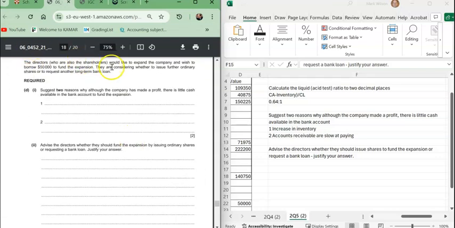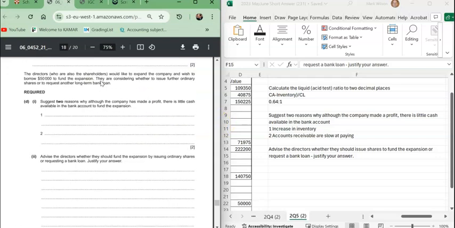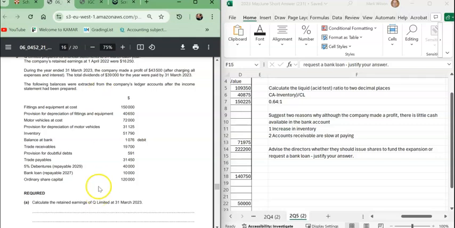The directors who are shareholders would like to expand the company and wish to borrow $50,000 to fund the expansion. They're considering whether to issue ordinary shares or request another long-term bank loan. All right, so let's have a look at the loans they've got already. We've already got debentures of 40,000, a bank loan of 10,000, so that's 50,000. It's not too bad really, because your ordinary share capital is 120,000. If you add another 50 on that, then your share capital is higher than your borrowing. So yeah, I reckon go for the loan.